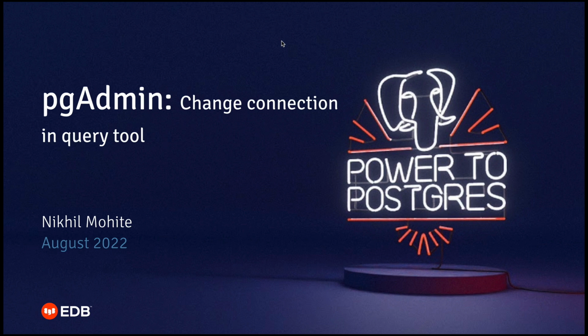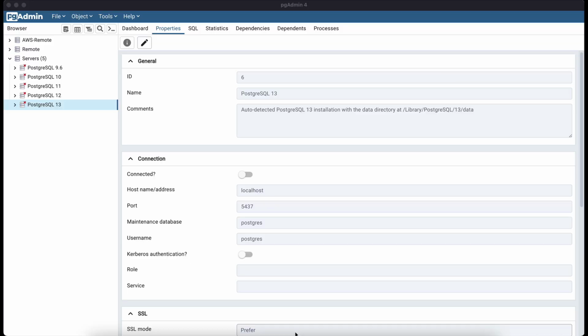Hi, I am Nikhil. In this video, I am going to demonstrate the change connection feature available in the pgAdmin's query tool. Using this feature, you can connect to any database on the server list in the pgAdmin's browser tree from the existing query tool session, allowing you to quickly switch between the databases without having to open multiple query tool tabs. So let's start.